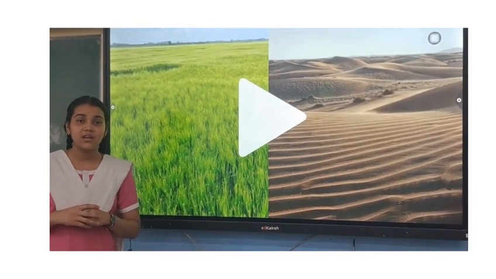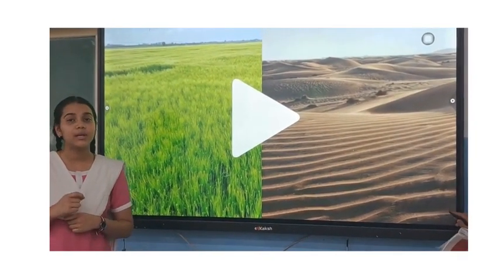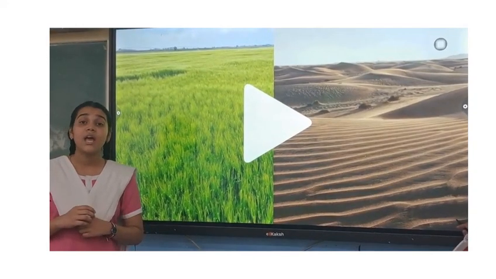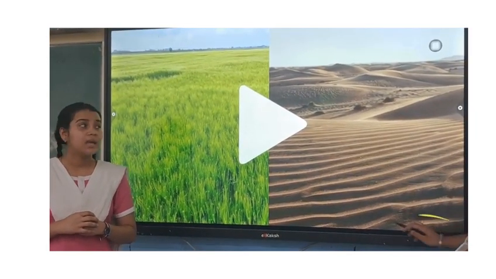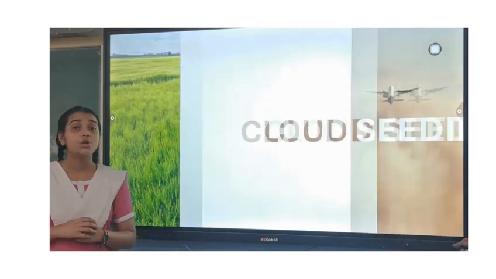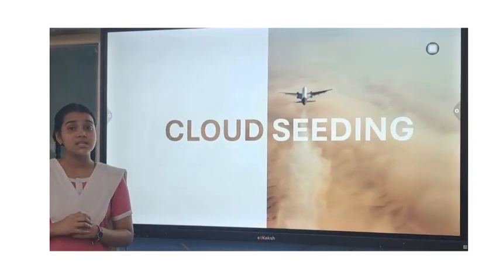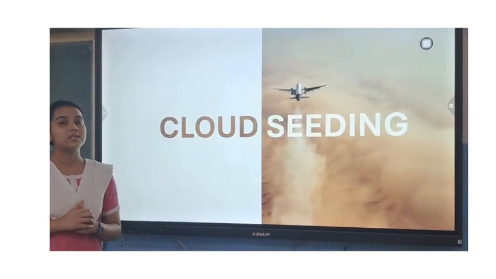This is strange, right? But the same thing is happening with Dubai nowadays. There, heavy rain leads to the flood. Is this a miracle by the nature? No. There is a very interesting science behind it, which is cloud seeding.